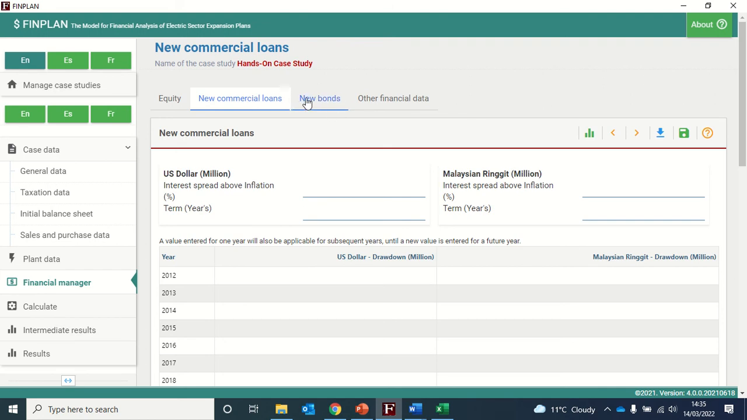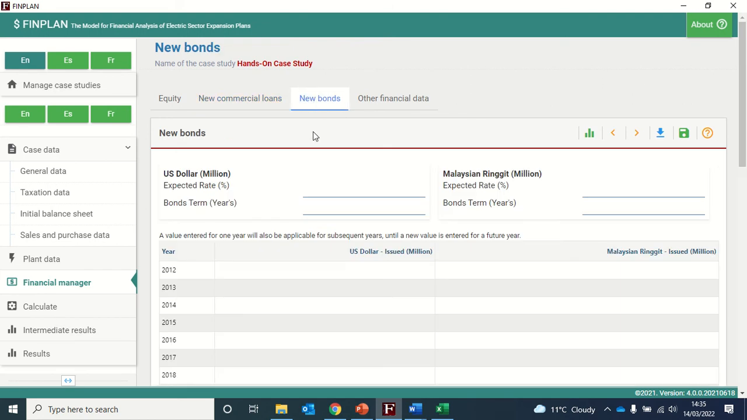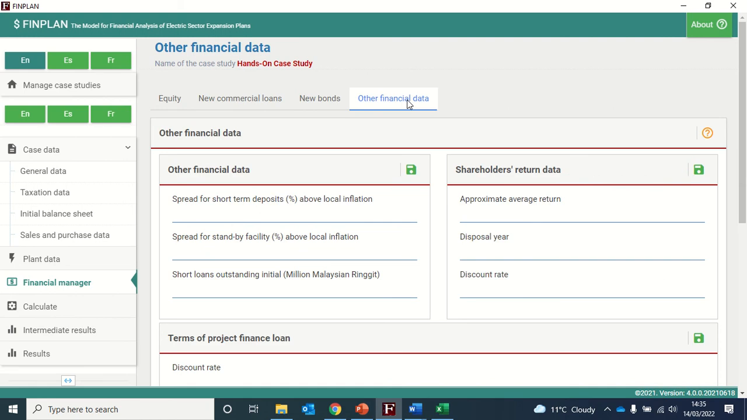And we'll move on to the next one, which is new bonds. FINPLAN allows the owner company to issue new bonds as an option for financing. The owner can issue new bonds in foreign currency, local currency, or both. For this case study, bonds as an option for financing are not used. So again, we will leave this page blank and move on to the next one, which is other financial data at the top here. So we click on that.